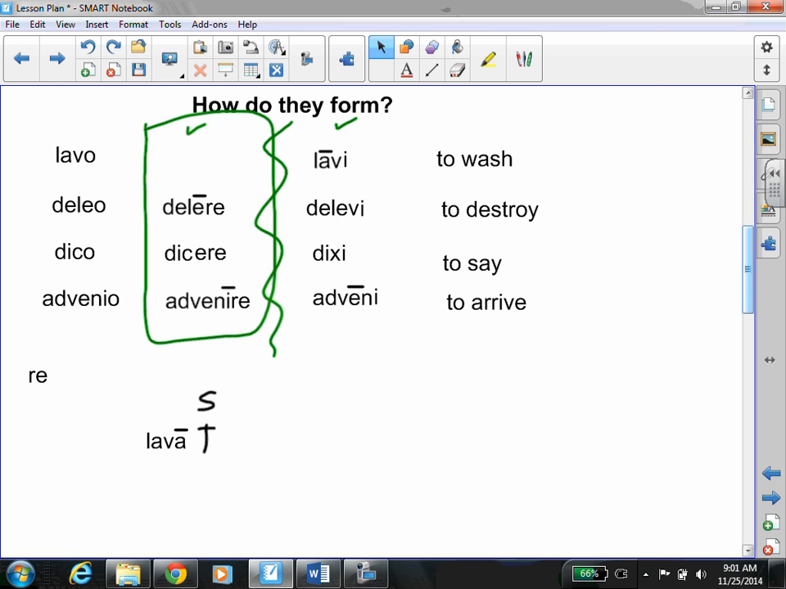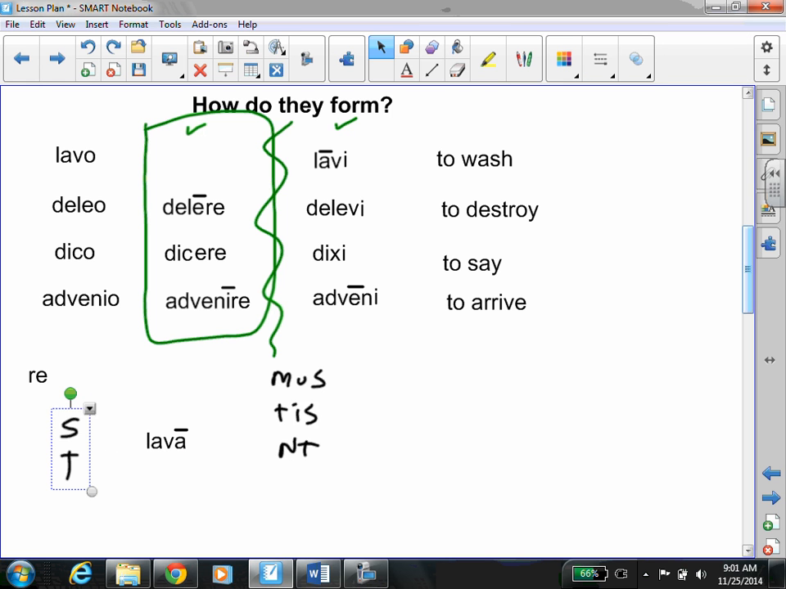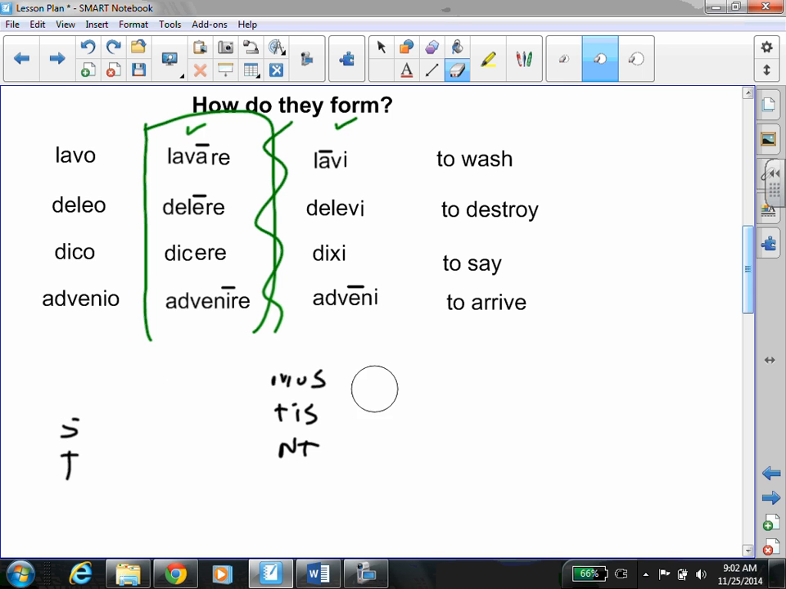That's it. If we want to add the mus, the tis, and the unt, we can do that as well. So I would have we wash, you all wash, and they wash. Now all of these present tenses come from this present stem, which came from up here. And if you remember, it had an RE at the end of it. We took off the RE to create that stem. That's going to be the case for the other tenses as well.